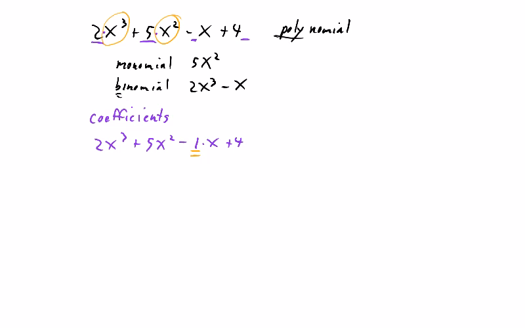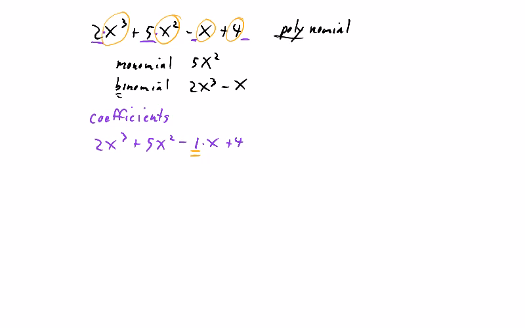Now another thing to note is x cubed is not like x squared. So we didn't combine the 2x cubed and the 5x squared, and x squared is not like x, and none of those are like the number 4. So those terms cannot be combined because we know in addition we can only combine like terms.